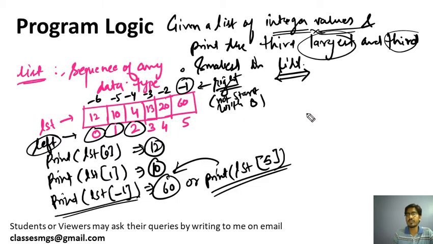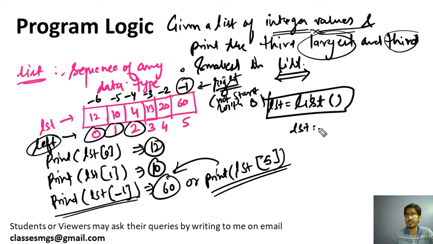What you need to do? You need to create a list. How can we create a list in Python? You can use the list function to create a blank list, or you can create the list by simply putting the square brackets.